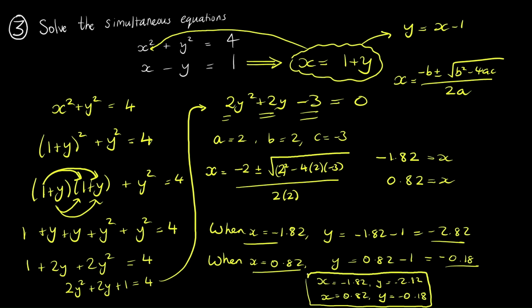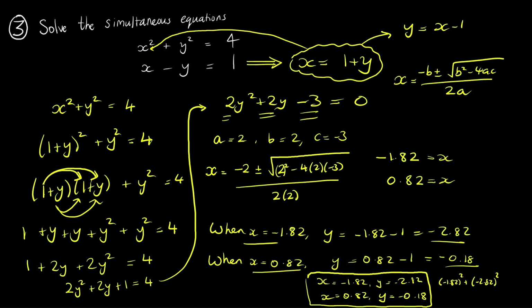Okay, a good little check is to actually substitute into the original equation, particularly the quadratic one. So let's take that as an example. So if we did x squared, so we'll do the top one, squared plus 2.82 squared, and I should get 4. I'm sure I'm going to though. I made a mistake. So where have I made a mistake?